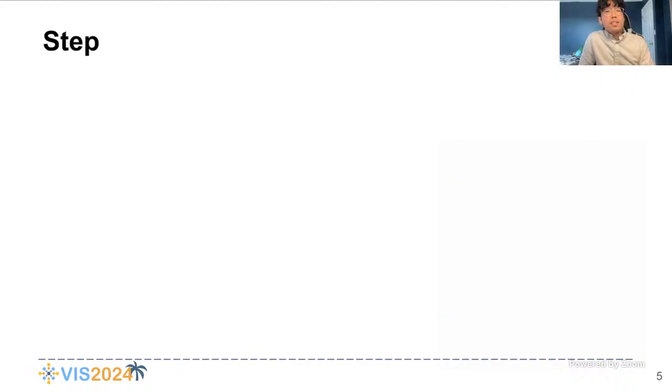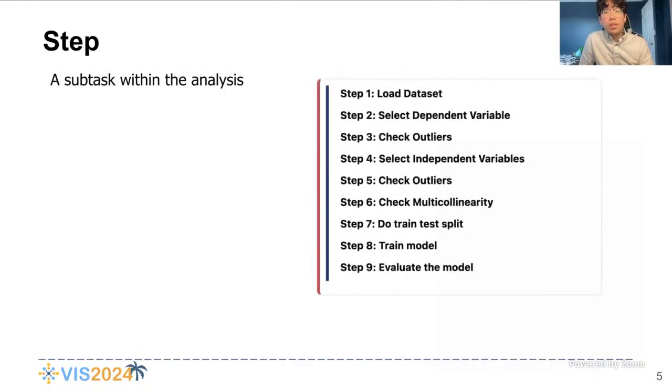In this system, we can see that steps are the most important component within an analysis. Like in linear regression, there are steps such as selecting the dependent variable and checking multicollinearity.